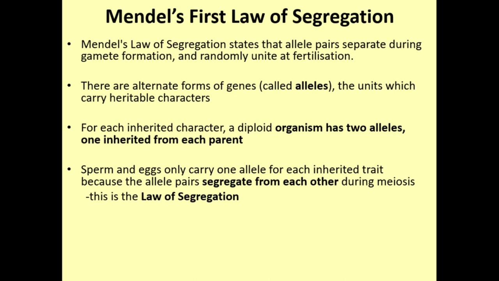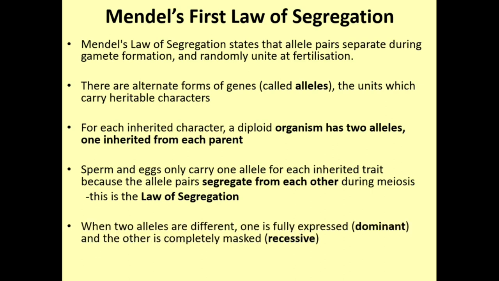If you understand meiosis, then understanding Mendel's first law of segregation is really straightforward, because we've done it. Those alleles will then come together with another one when a sperm fertilizes the egg to give rise to a diploid offspring. And what we now know as well is that when two alleles are different, one will typically be expressed, so you'll be able to see it, and we refer to that one as the dominant allele, and the other will be masked, and we would refer to that as the recessive allele. If you think about what an allele is, well, it's just a stretch of DNA that makes up a gene. And what does that do?